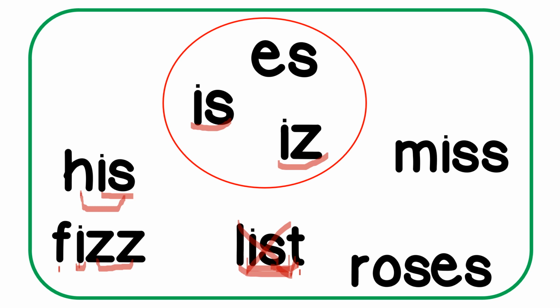Put it together. F, I, Z. Let's go again. F, I, Z. Fizz, fizz. Like the fizz from your carbonated drink. Fizz. And then let's look at this one. So in this one, we have E and S together.